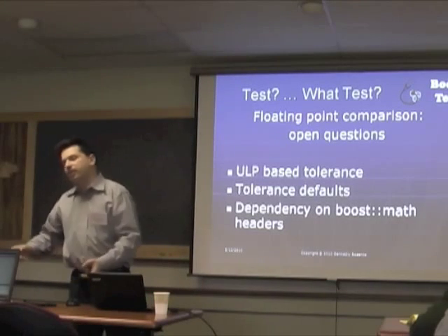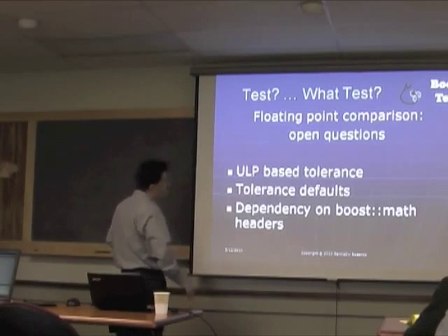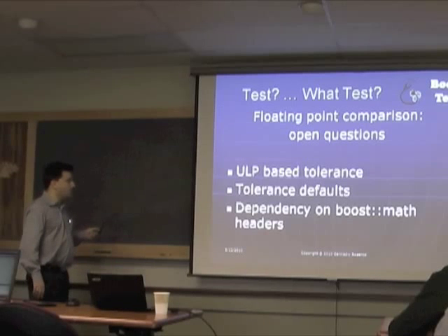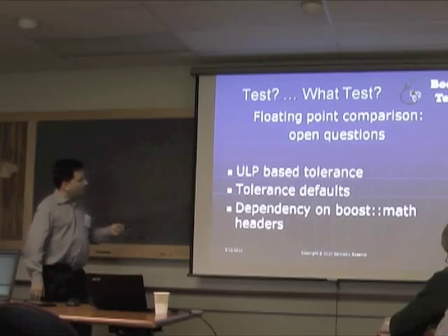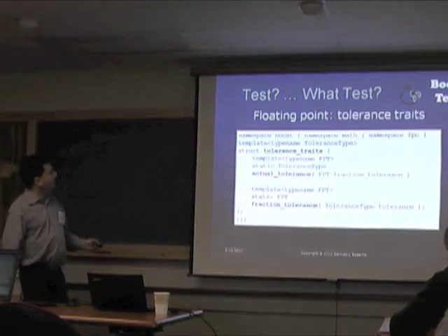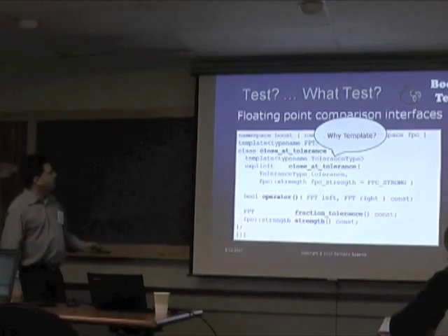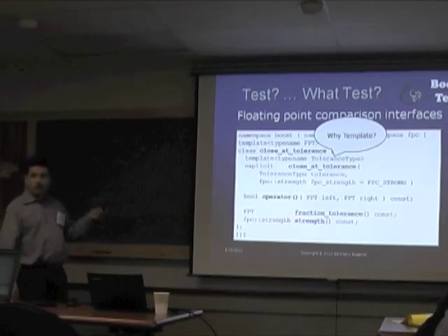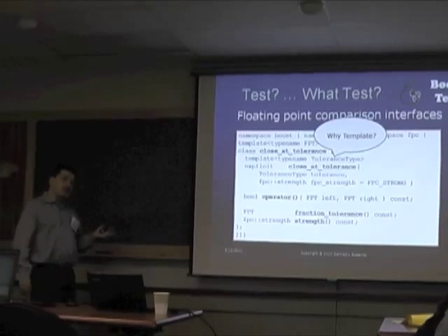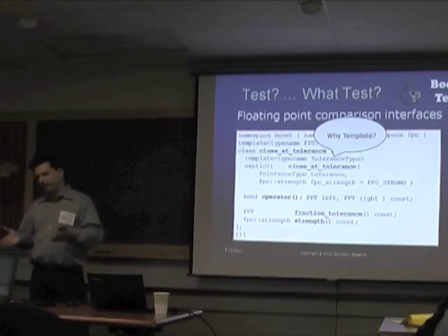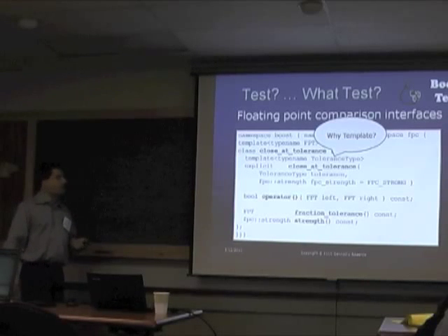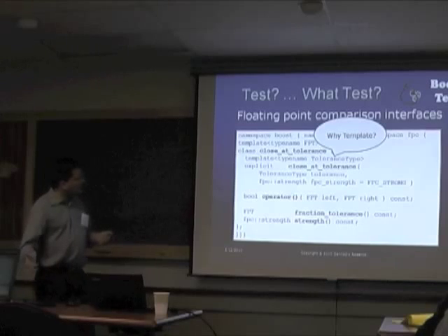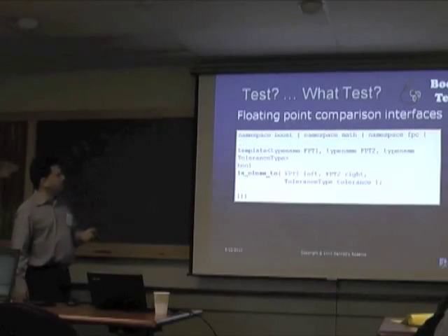There are a couple of open issues with the interfaces I just presented to you. As I mentioned, do we need ULP based tolerance? All the interfaces here, everywhere really. For example, here's a tolerance. The interface requires you to provide one. It makes sense to have some defaults, like for example, twice an epsilon or some kind of number as a default in some cases. I don't think so, but I'll look to suggestions in this case.